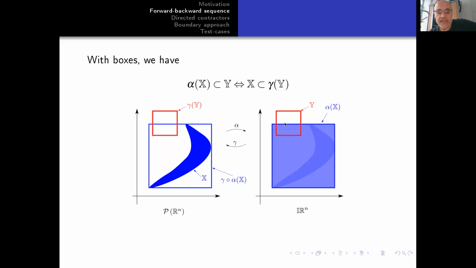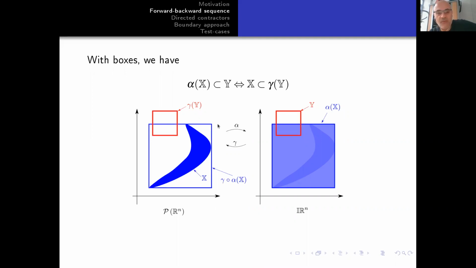And I can associate, with gamma, a box in this set. What is important here is that if I have this definition, it means that if Y contains alpha of X, then it is equivalent to say that this set X is included in the corresponding box. Here it's not the case, but what is important is to see this equivalence. If you have this equivalence, it means that there exists a smallest box which encloses the set.